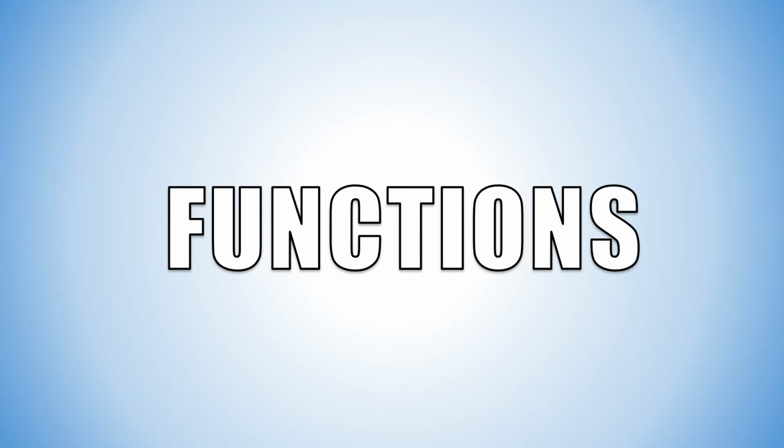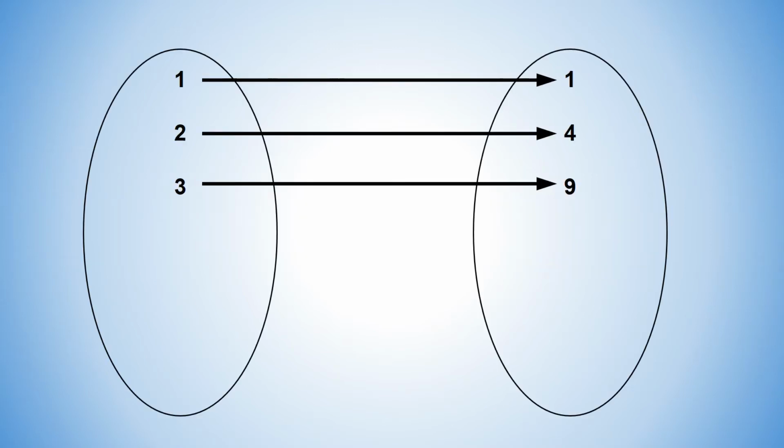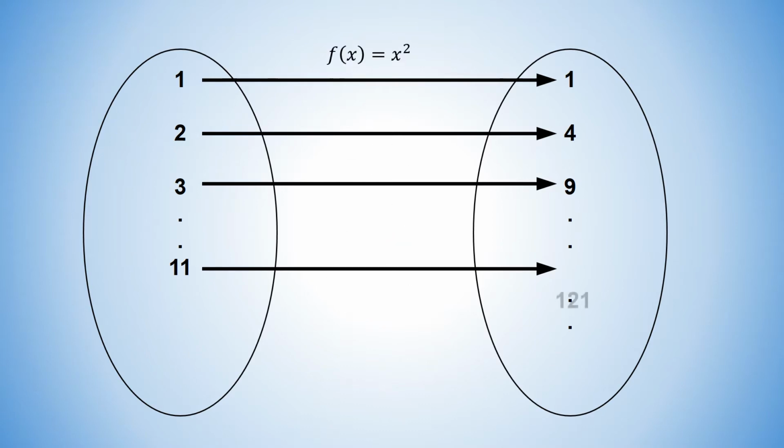Take a look at this relation. 1 is mapped to 2, 2 is mapped to 4, 3 to 9, and so on. Without having to work out what the numbers 4 to 10 are mapped on, can you tell me what 11 corresponds to? It is 121, because this is the function f(x) equals x squared.